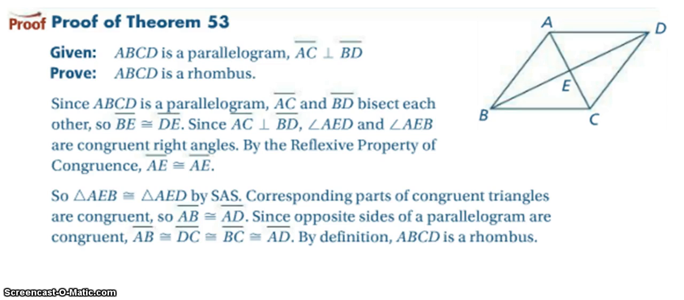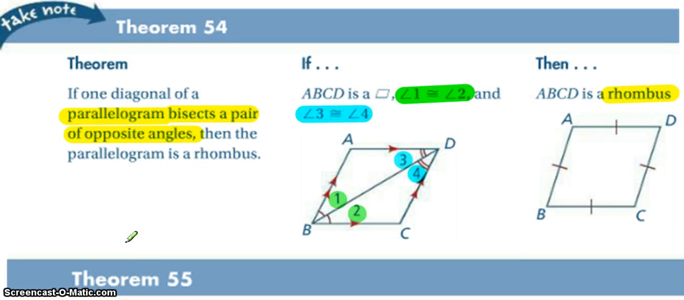Theorem 54 applies the other special property that we know about rhombuses, where the diagonal is actually an angle bisector. So what we see is we have a diagonal drawn here. It bisects angle B into angles 1 and 2, which are congruent because it's a bisector, and it bisects angle D into congruent angles 3 and 4. This tells me that ABCD must be a rhombus.